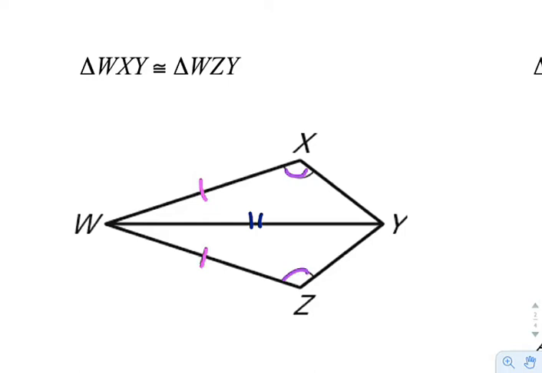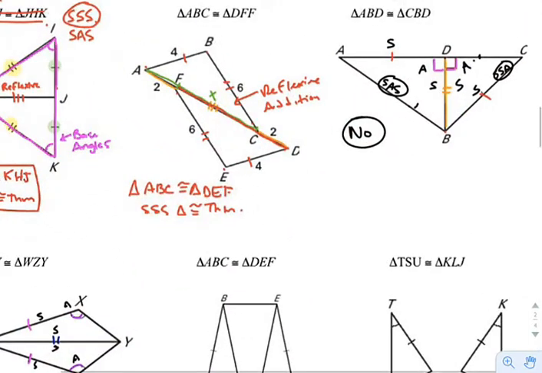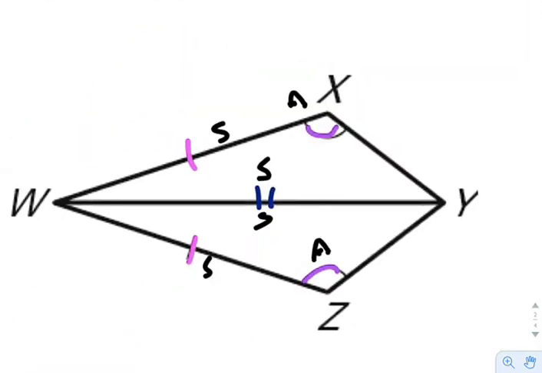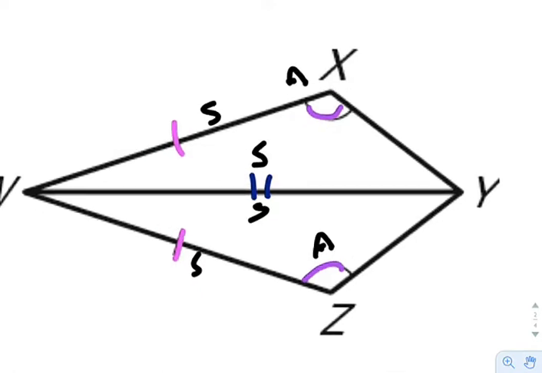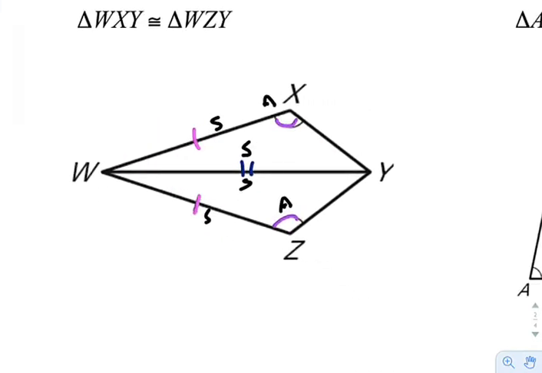I have side, side, angle, and I have side, side, angle. So the information, unlike the last one, is matching. But it turns out this is not going to help us because side, side, angle just doesn't prove congruency. I have a strong feeling, the way it's drawn, that it probably will be congruent, but I lack the information to actually prove it, so this one's going to be a no.